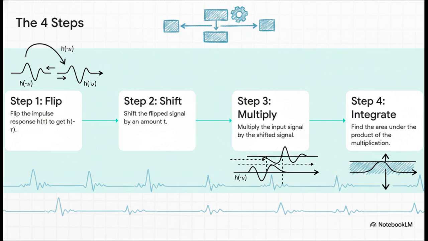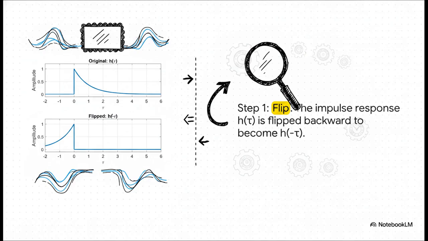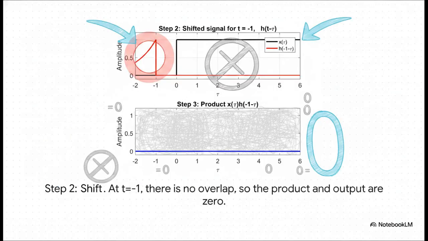Let's watch it happen. Okay, step 1, flip. Up top is our original impulse response. The very first thing we do is make a mirror image of it, flipping it completely backward. Now it's ready. It's ready to start its journey sliding across our input signal. And now we begin the slide.